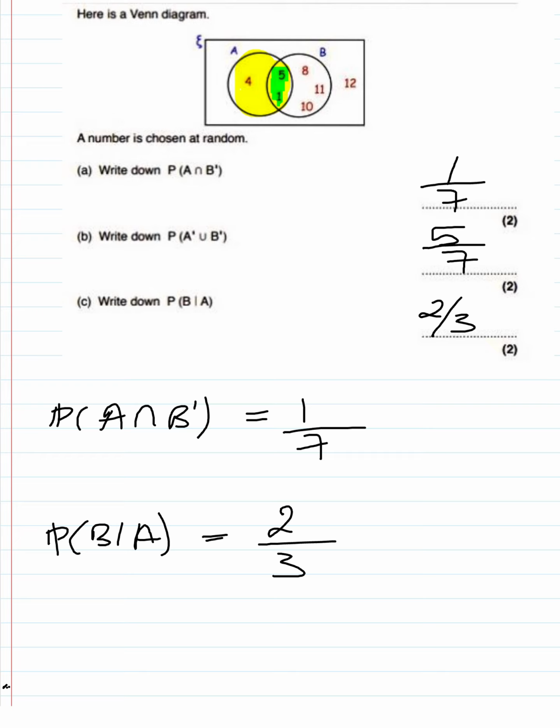Well, there we have it. 3 exam-style questions done. Completing a Venn diagram, reading sets, and calculating probabilities, including a conditional one.